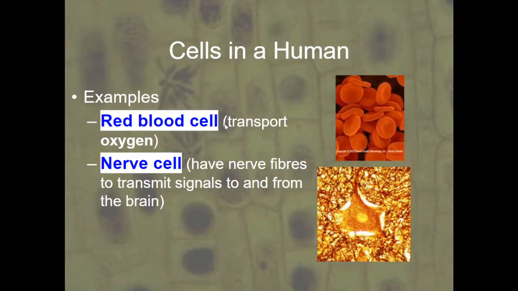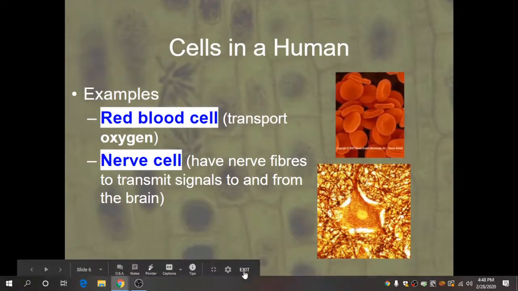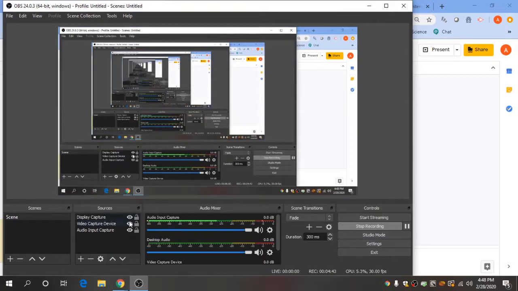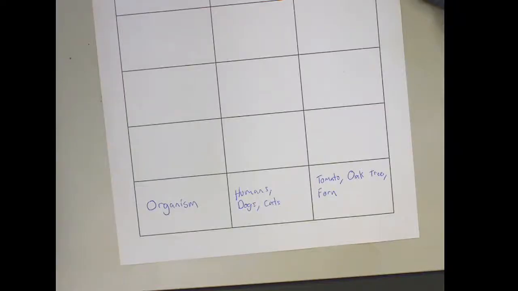nerve cell. Red blood cells, they're in your blood, they transport oxygen. Nerve cells, these are the things like if you've ever hit a nerve, it twinges a little bit. It controls every single muscle in your body. So whenever you have a muscle, you have nerve cells going to that, telling it when to contract, signals from the brain. So if we go back to the paper, here we go.